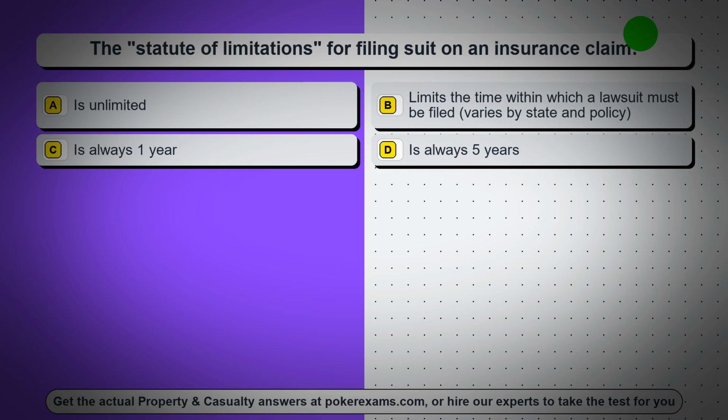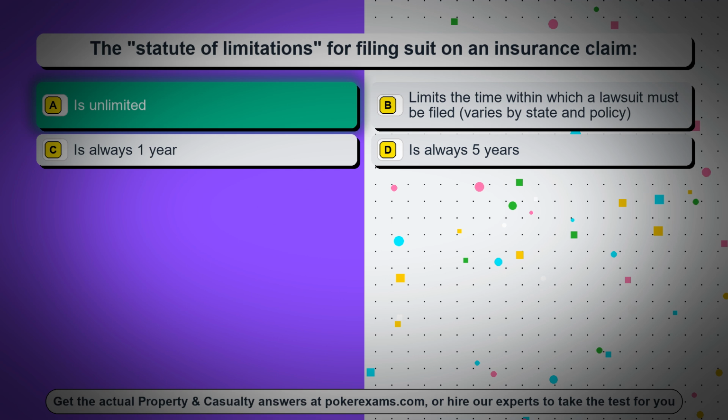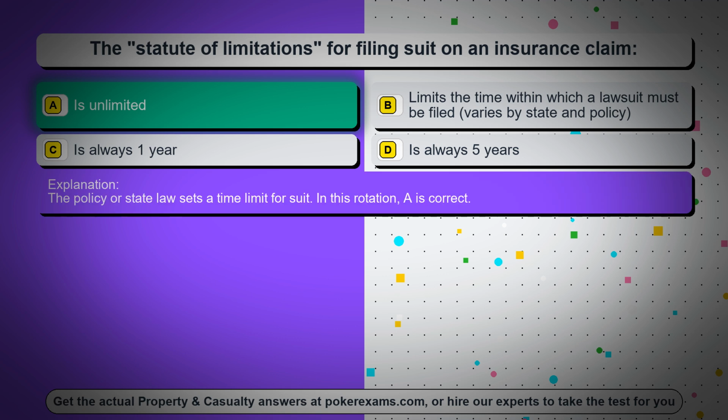Question 30. The statute of limitations for filing suit on an insurance claim. Option A, is unlimited. Option B, limits the time within which a lawsuit must be filed, varies by state and policy. Option C, is always 1 year. Option D, is always 5 years. The correct answer is option A, is unlimited. The policy or state law sets a time limit for suit. In this rotation, A is correct.